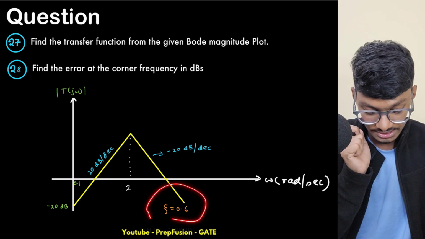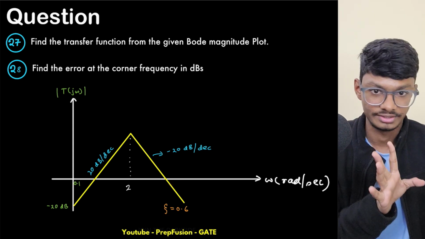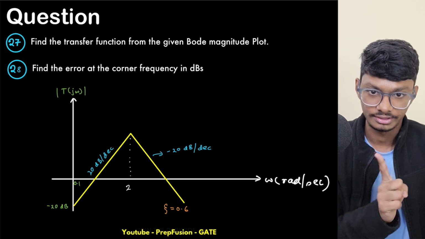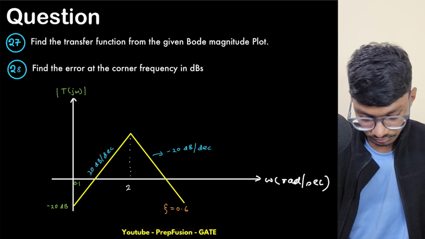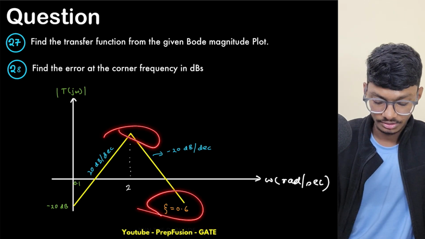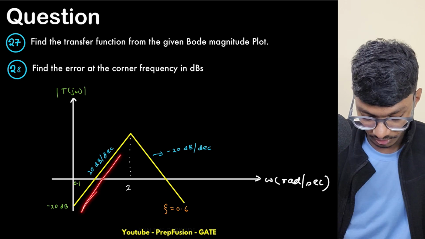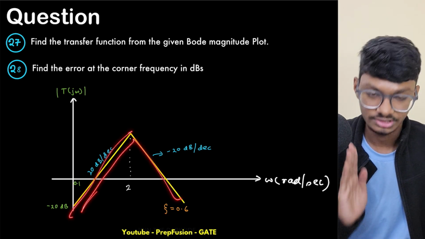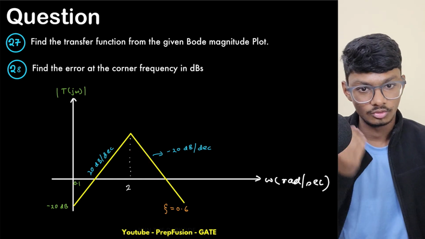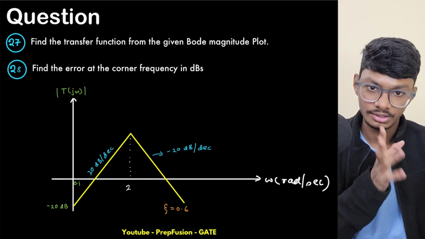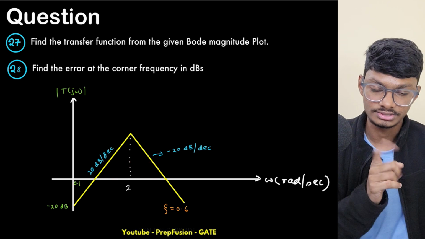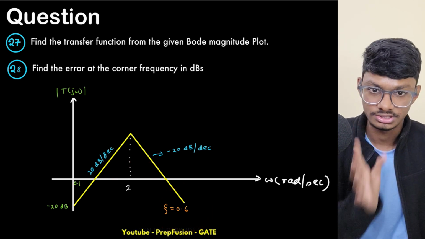Now, as zeta is given, the error formula will be different here. Do keep that in mind. We observe that suddenly my slope is changing from plus 20 dB per decade to minus 20 dB per decade, so minus 40 dB per decade, 2 poles at this corner frequency. So it is a second-order zeta-based system, simple.